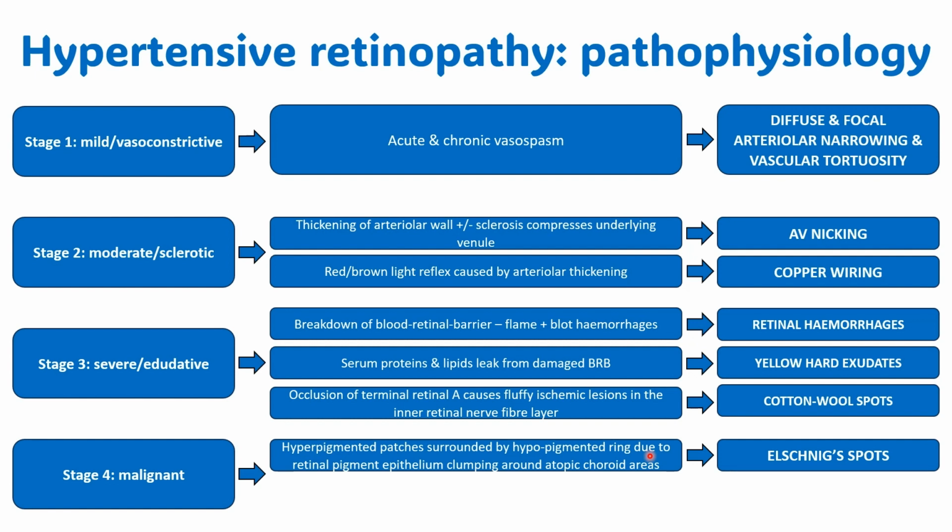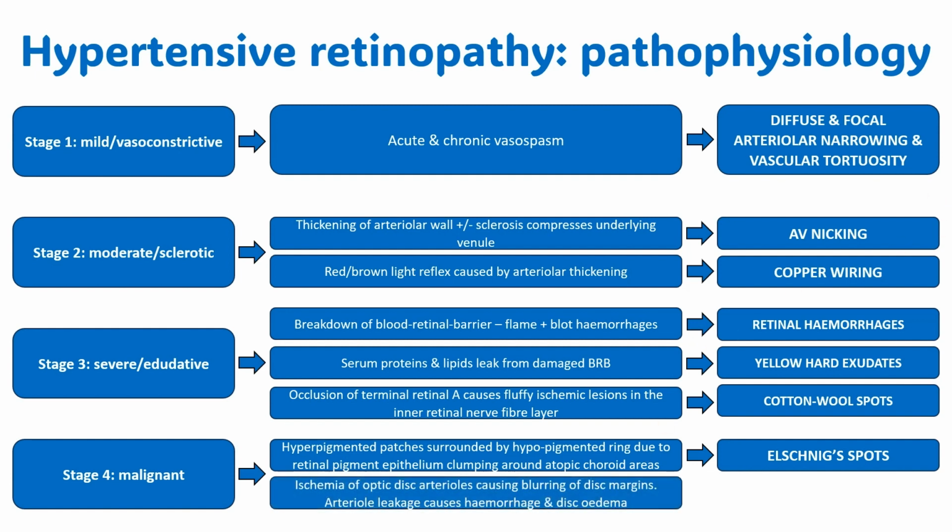Don't worry about that one too much. But I've also got an image of that as well to have a look at. I've never seen that come up on any exams or anything like that, but it's good to know. And when you have ischemia of optic disc arterioles, this can cause blurring of the disc margins, and you can also have leakage from the arterioles, causing hemorrhage and disc edema or swelling, and that is known as papilledema.